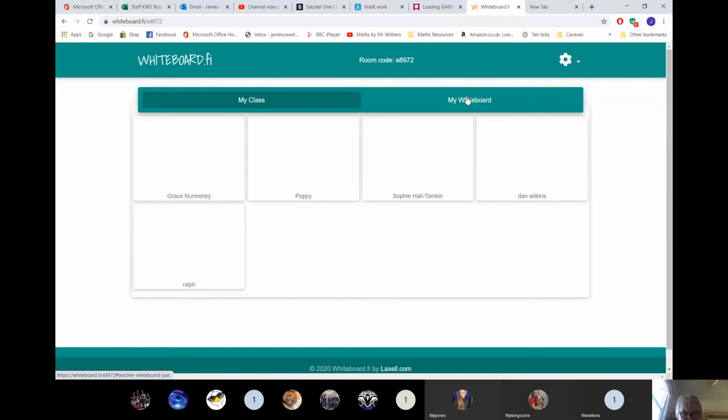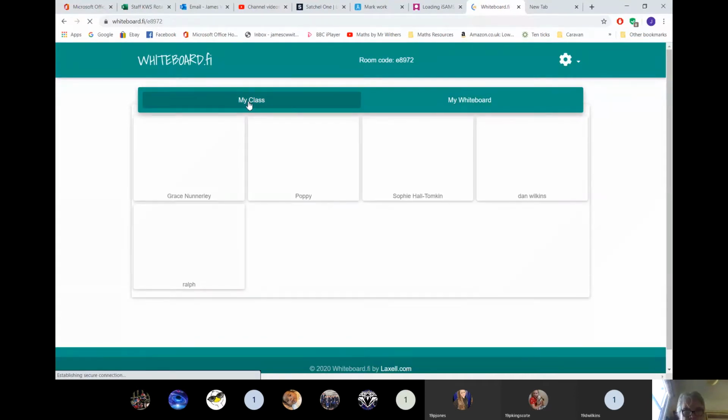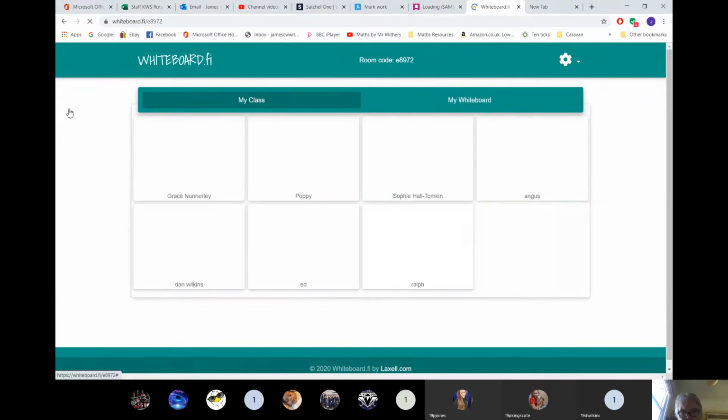So if I go onto my whiteboard, and let's just see if this works, and I say, what's 2 add 3? If I then go back to my class, are you guys able to write? You probably don't have a pen like I do, but are you able to write what the answer is on your board using your mouse?